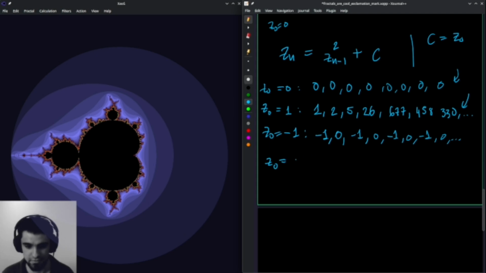Another example that is interesting is z0 equal to -2. -2 squared is 4, minus 2 should be 2. So even if we start at -2, we then fall into 2. 2 squared is still 4, minus 2 is still 2. This means that once we reach 2, we just stay there.